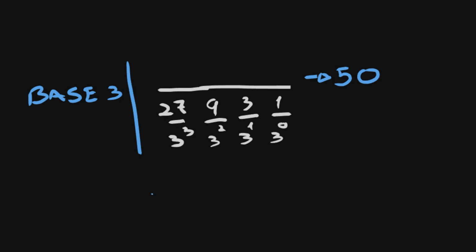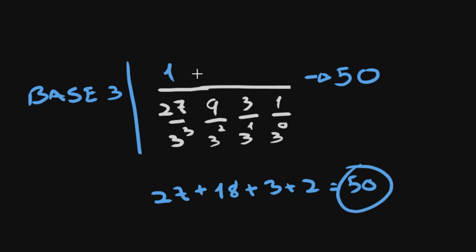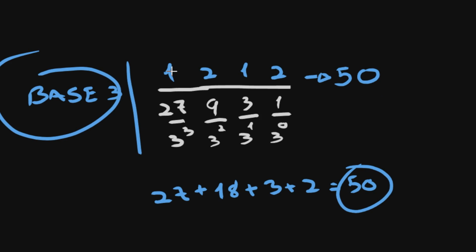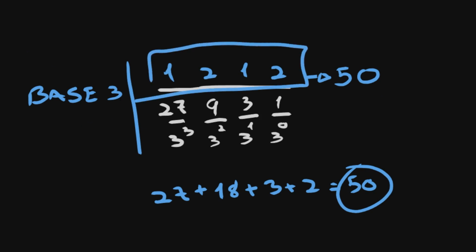We could take 1 27 plus 2 9s, so this is 18, plus 1 3 plus 2 1s, and this is 50. So here we have 1 27, 2 9s, 1 3, and 2 1s. So 50 in base 3 is 1 2 1 2. Okay, now let's go back to the problem.